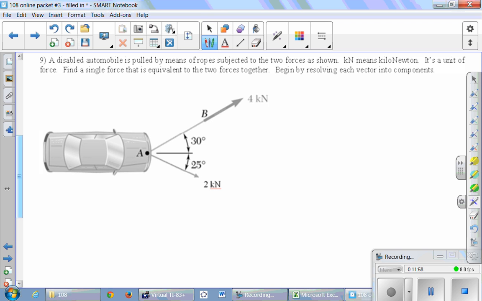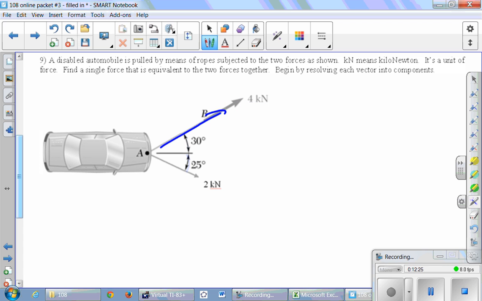All right, so we've got this car that, maybe it's in a ditch. It can't move on its own. And so it's being pulled by a machine or a strong person that direction, and then a machine or a strong person that direction. kN, again, is a unit of force, so it gives you a sense of how strong the pull is in each of these two directions. So apparently this machine is twice as strong as that one because that's 2 kilonewtons and that one's 4. And the angles are close but not exactly the same.